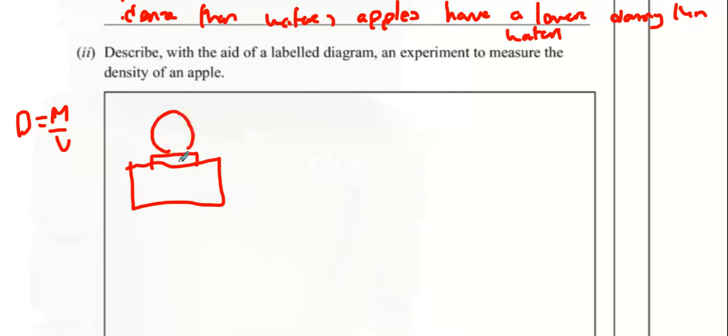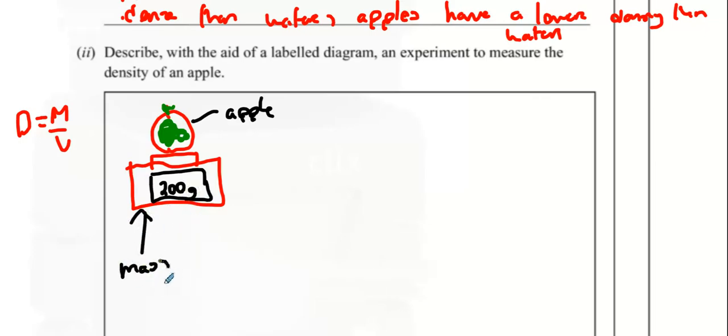Yeah, so here's the apple. Okay, make sure you label your diagrams. Apple, and let's for argument's sake say 200 grams. Mass balance. So we've measured the apple as 200 grams, okay?